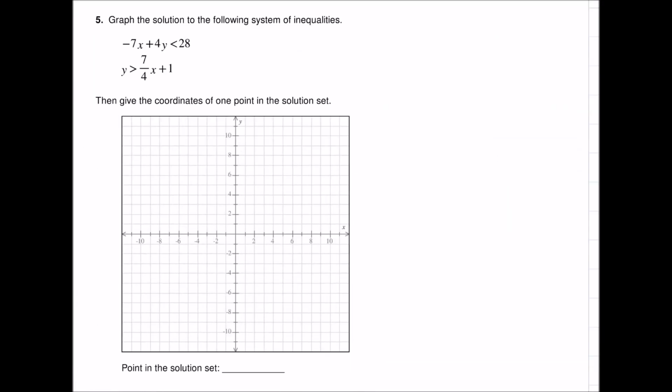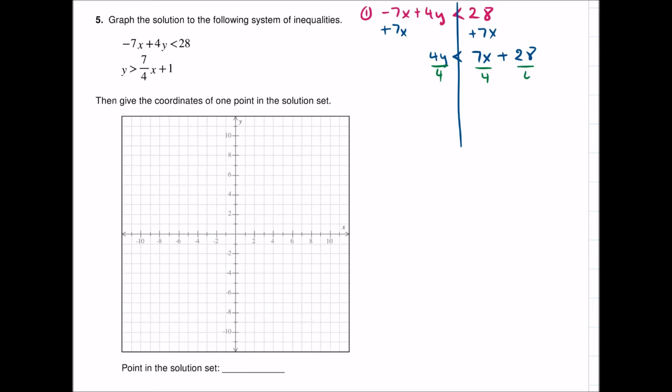Number 5. So we have problem 1: negative 7x plus 4y less than 28. To graph this equation, we need to get y by itself. So we're going to add 7x on both sides: 4y less than 7x plus 28. Then to get rid of 4, you're going to divide by 4 on both sides. So y by itself is less than 7 over 4x plus 7.